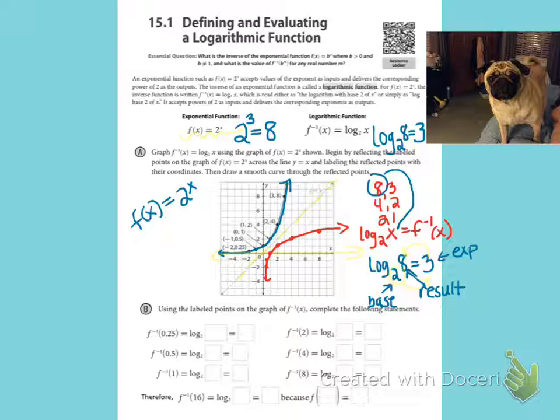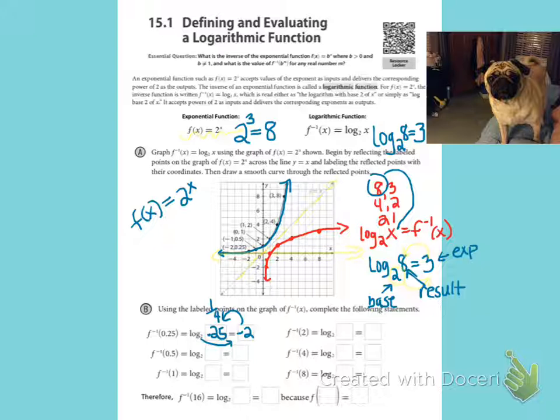Really quick, let's take a look at these labeled points and see if we can answer example B. So f inverse of 0.25 is equal to the log base 2 of 0.25, which means, when I raise 2 to what power do I get 0.25, which is really like 1/4, right? So the power I'd have to raise 2 to get that 1/4 would be negative 2. And that's where that 0.25 and negative 2 for the output is coming from, that ordered pair 0.25 comma negative 2.